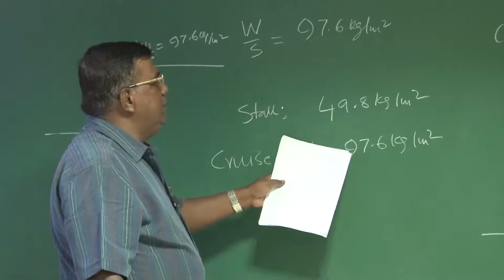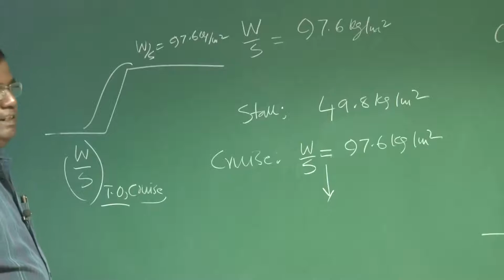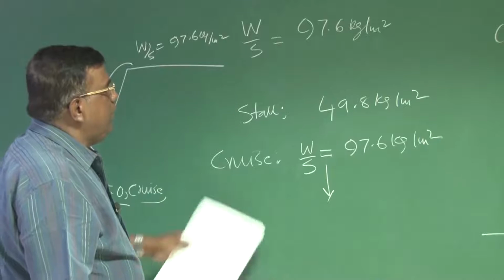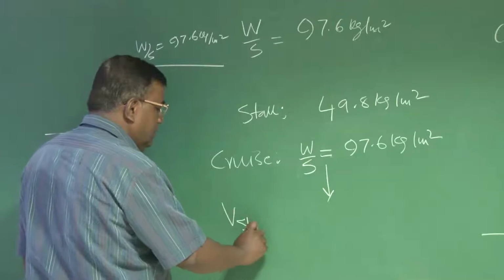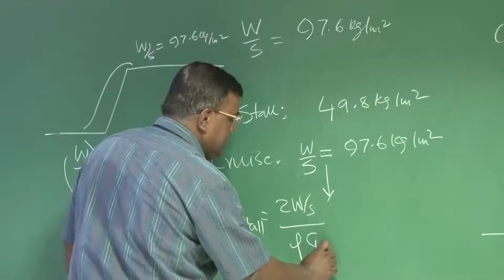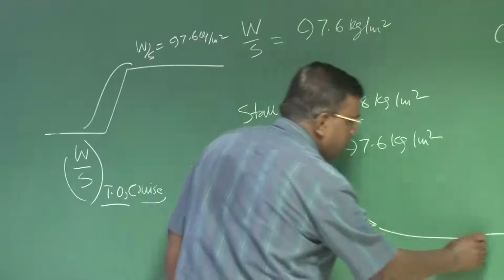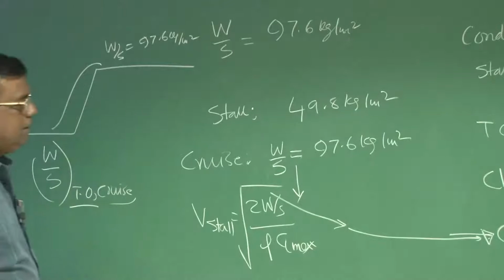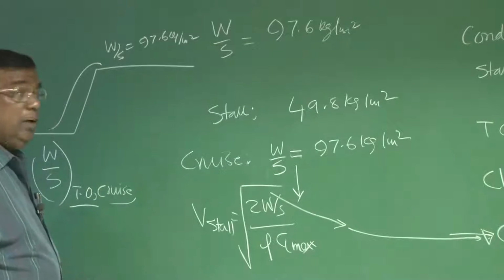Now the point here is very simple. If I take W by S as, let's say, 110 or 120 kg per meter square, then the problem is how it is going to affect your stall. See, as far as stall is concerned, V stall is square root of 2 W by S by rho CL max. Right. W by S we have picked the value from cruise, which is appropriately corrected for takeoff. V stall I want around 50 knots.